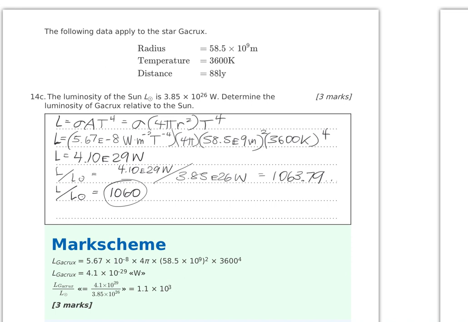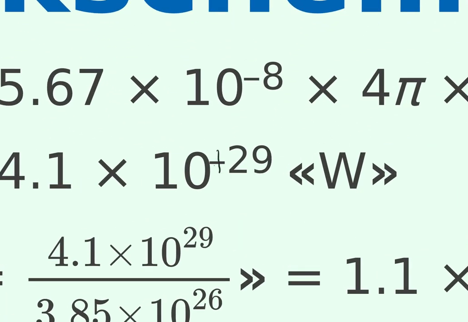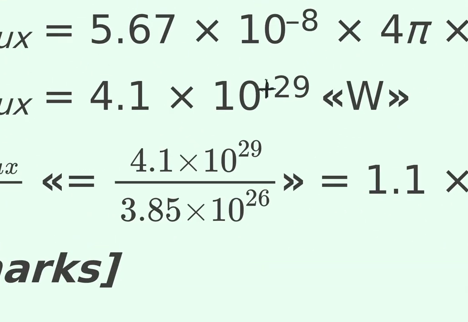Luminosity equation, I'm going to look up Stefan-Boltzmann. Remember that area is 4 pi r squared. And then we get the luminosity is 4.10 times 10 to the 29 watts divided by the luminosity of the sun, and we get a relative luminosity of 1060. I did notice one typo in the mark scheme. That's 4.1 times 10 to the positive 29, which they have correct here.